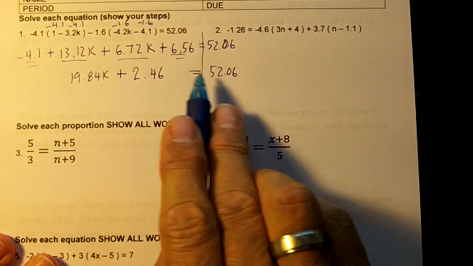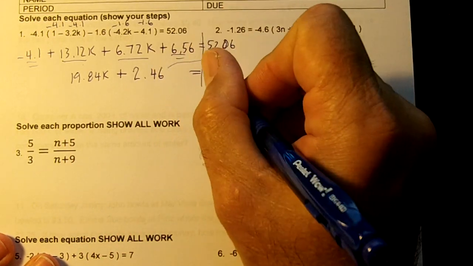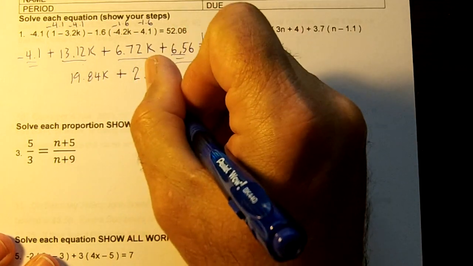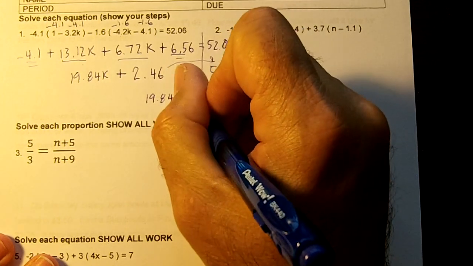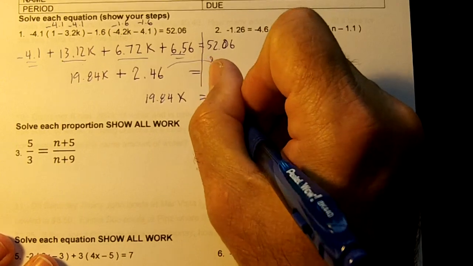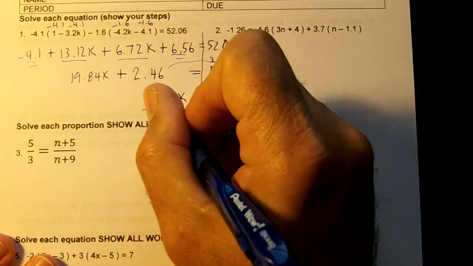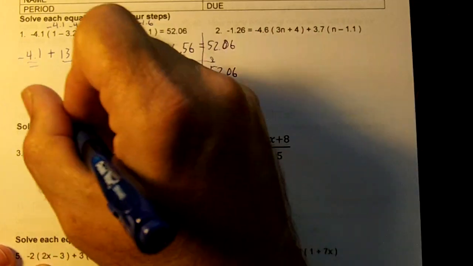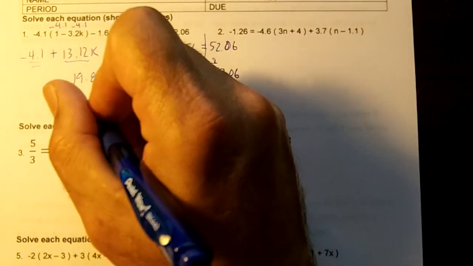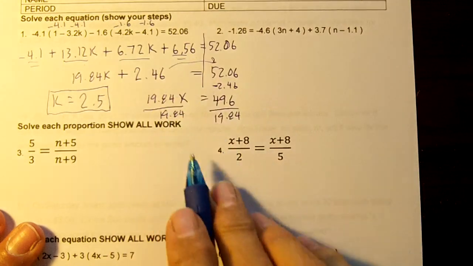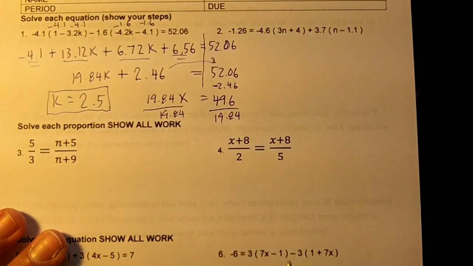Now then, I have a letter and two numbers. I'm going to move this number over, subtract 2.46 or 2 and 46 hundredths. I'm going to get 19 and 84 hundredths K equals, if I subtract this, I get 49 and 6 tenths. The last step is to divide by 19 and 84 hundredths. And you'll get K equals, if you do that on the calculator, 2 and 5 tenths. Simple, simple, simple. Just show your steps. A lot of arithmetic. Make sure you're using your calculator correctly.